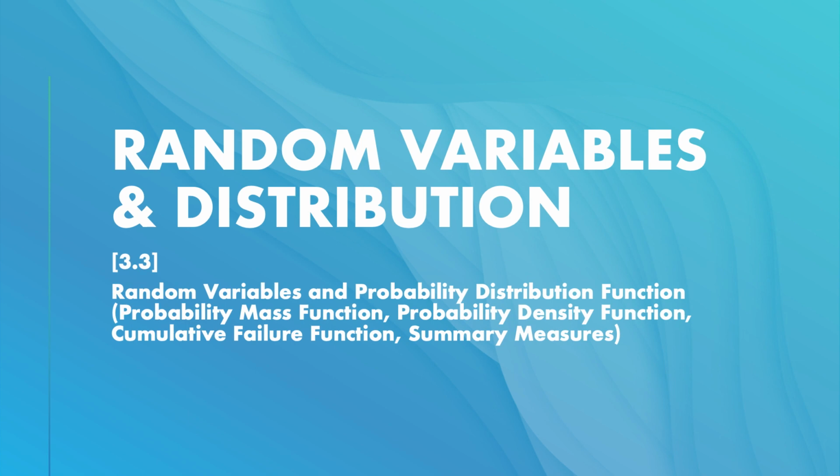We are now in section 3.3. We will discuss the topics of random variables, what is a random variable, and the topic of probability distributions. What is a probability distribution and how can we represent it? There are many ways to do so. We will see a few.